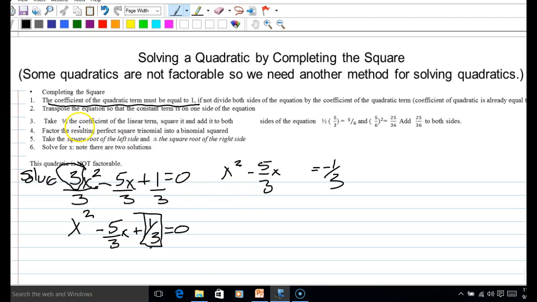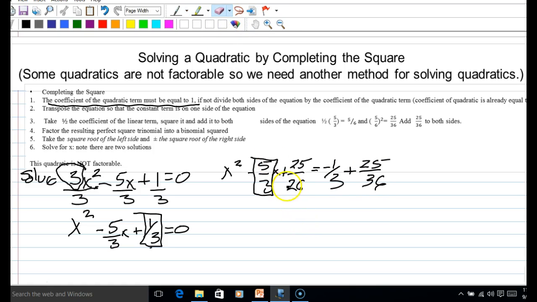So that's step 2. Now I'm going to take 1/2 the coefficient of the linear term, square it, and add it to both sides. So 1/2 of 5/3. That's 5/3 times a half, which is 5/6. So 1/2 the coefficient of the linear term is 5/6. 5/6 squared is 5/6 times 5/6, which is 25/36. So I'm going to add 25/36 to both sides of the equation.